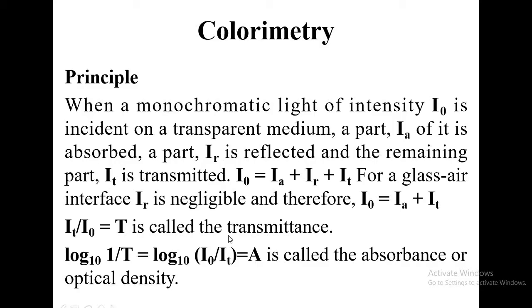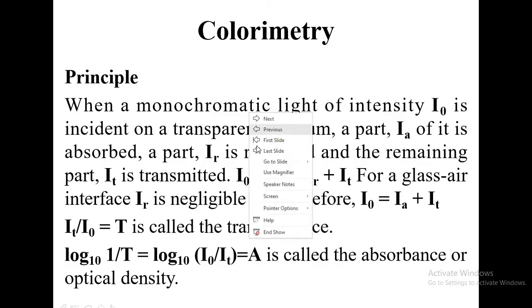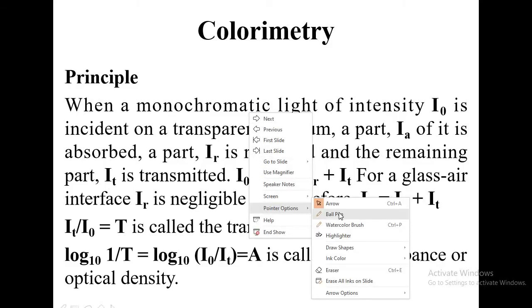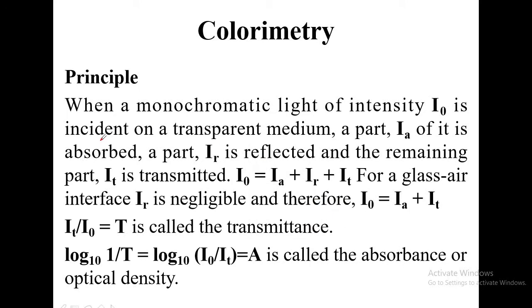Now, when a beam of monochromatic light of intensity I0 is incident on a transparent medium, a part of the light having intensity IA is absorbed. So the absorbed light intensity is indicated as IA.